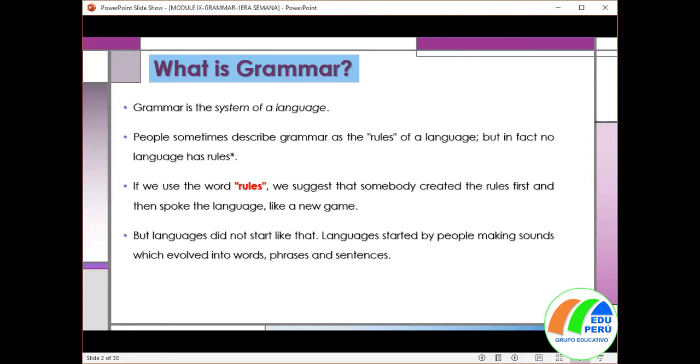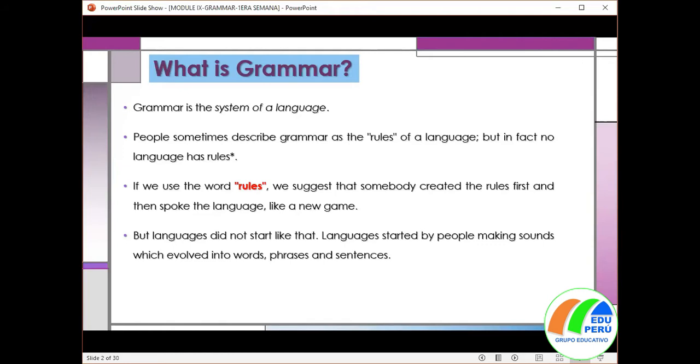Languages started by people making sounds, which evolved into words, phrases, and sentences. So notice, they are not specifically rules, if we apply the literal meaning. Because we could say that grammar is a composition of different rules or structures. But if we go to the literal meaning of rules, we could say that these rules were created before doing something. Here we can make a comparison with a game. If you create a game, you create the rules, and then people must follow these rules in order to play the game. So there was a beginning.